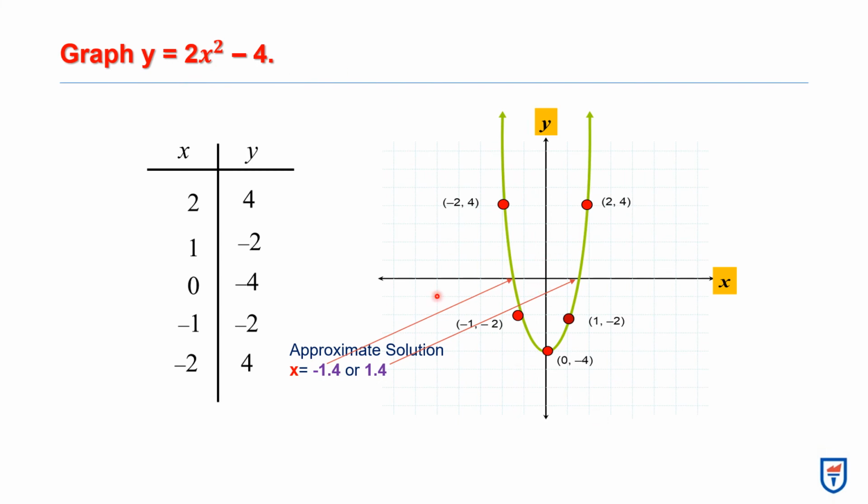And now to find the solution of our equation, the solution is the values of x where our graph crosses the x-axis. So this is the solution of our quadratic equation. These points approximate the values where the graph is crossing the x-axis. So the graph is crossing the x-axis here at approximately minus 1.5, and also crosses here at approximately 1.5. So our approximate solution values of x are minus 1.4 and 1.4.